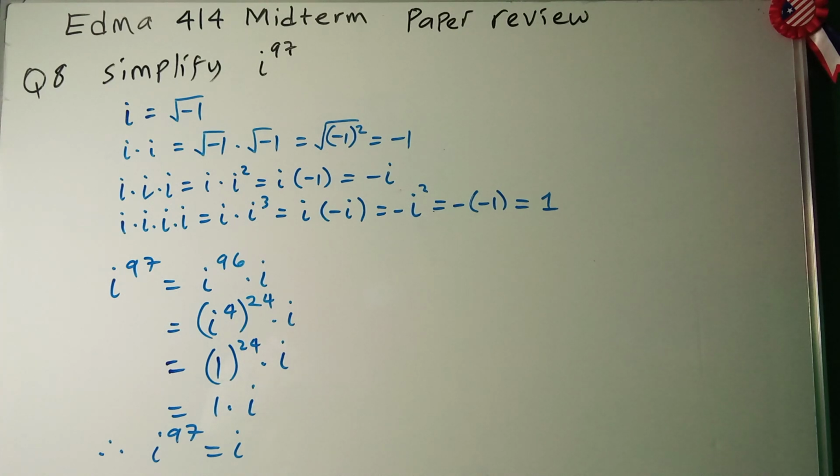So that's how we can find the value of i raised to the power of any positive whole number. To do this, you need to firstly look at the power of i, and then find the multiple of 4 that is closest to that number, and then proceed as we did with i raised to the power of 97.